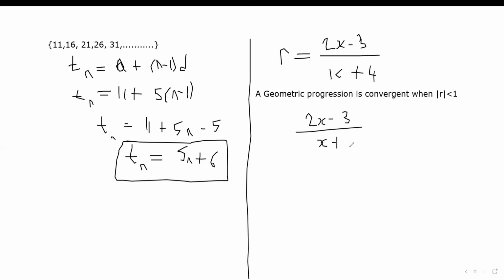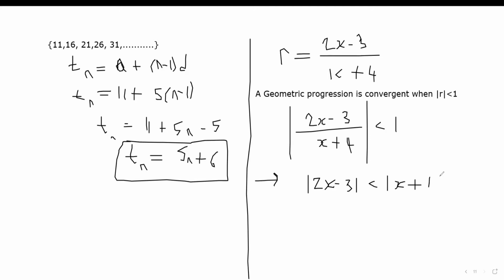We need to solve that the modulus of this is less than 1. The modulus of this is less than 1. Now, guys, if we're solving the modulus of this is less than 1, then that implies that what we're going to end up getting now is the modulus of 2x minus 3 is less than the modulus of x plus 4. That's what we're going to get right there.